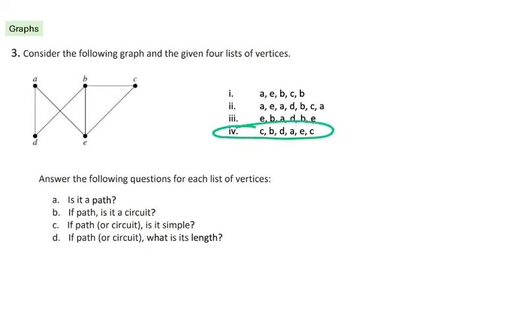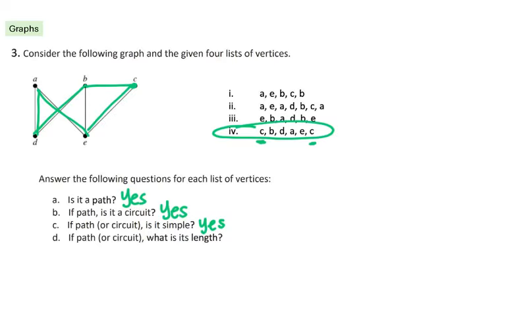Let's look here. We've got C to B to D to A to E to C. Is it a path? Yes. Is it a circuit? In this case, it does start and end with the same vertex. So yes, it is a circuit. Is the path or circuit simple? We did not repeat any of the edges, so yes, it is simple. And what is its length?